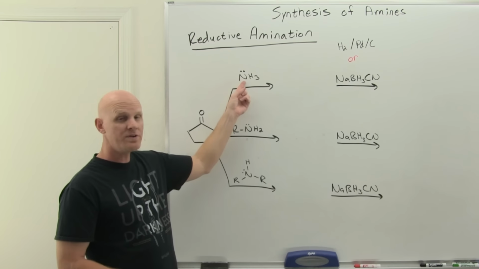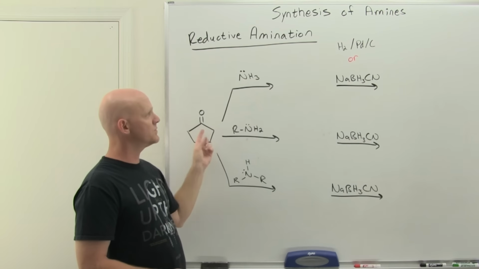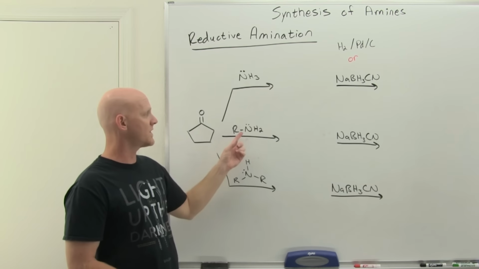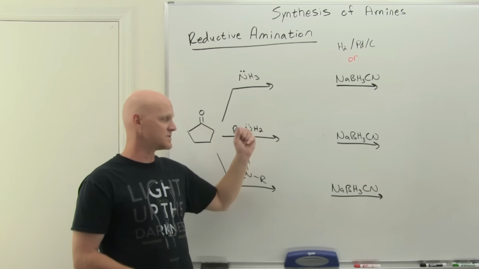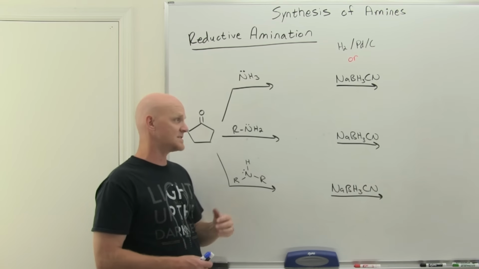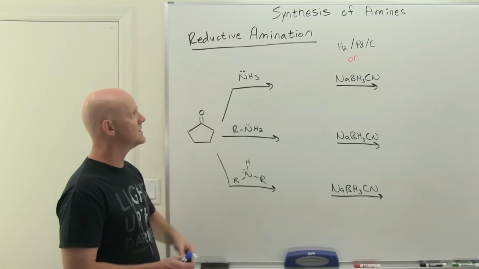So like ammonia is not really an amine, it's completely unsubstituted, but when you do reductive amination, it's going to form a primary amine, as we'll see. When you start with a primary amine in reductive amination, you get a secondary amine, as we'll see. And when you start with a secondary amine, you'll get a tertiary amine end result. So it always gets 1 degree more substituted than the original amine you start with.